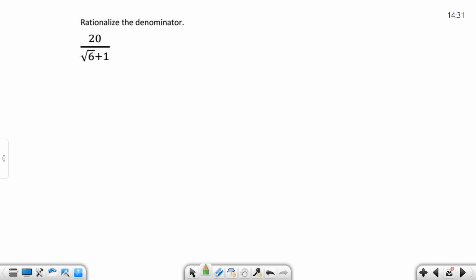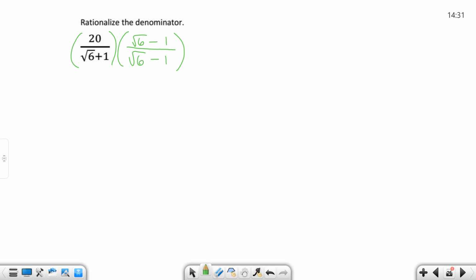Let's look at some more rationalizing denominators. And here, how many terms do I have? I have 2 terms, right? That plus separates that square root of 6 from that 1. So the square root of 6 is one term and the plus 1 is the second term. So when that's the case, I said we multiply this by the conjugate, square root of 6 minus 1, over square root of 6 minus 1.